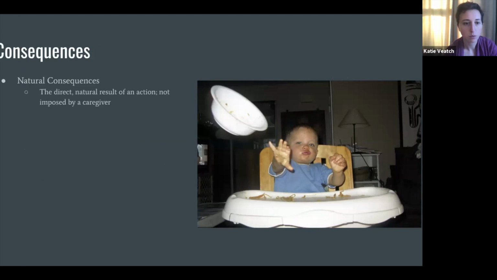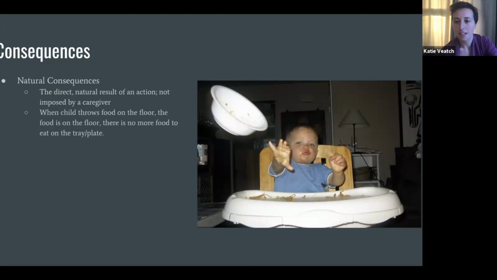A natural consequence is the direct, natural result of an action. It is not imposed by a caregiver. That's when you dump your food. If you're sitting in a high chair and you dump your food on the floor, now your food is on the floor, you have no more food to eat. That's the consequence. You pour your water out, you have no more water to drink. That's the consequence. That's it. That's a natural consequence. That's the self-correcting work. The pegs don't fit into the hole. Okay? That's a natural consequence.